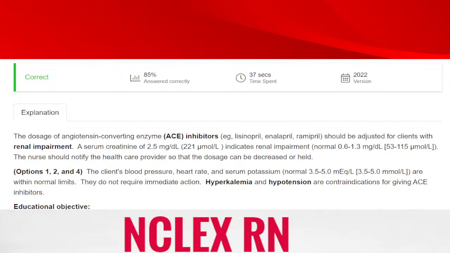These include ACE inhibitors, e.g., lisinopril, enalapril, aminoglycosides, e.g., gentamicin, and digoxin. Pharmacological and parenteral therapies. NCSBN client need.